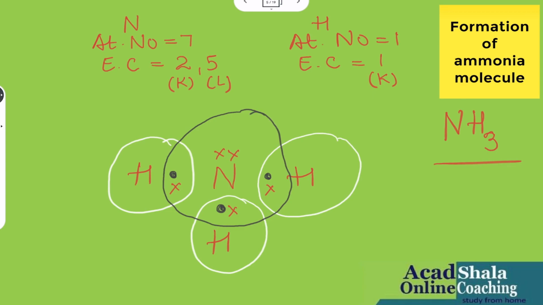Okay, done. Now, hydrogen, 2 electrons, attains the stable gas configuration of duplet. Each hydrogen attains the stable gas configuration of duplet. Nitrogen's turn. Nitrogen says 1, 2, 3, 4, 5, 6, 7, 8. Attains the stable gas configuration of octet. Finished. They have attained the stable gas configuration totally.